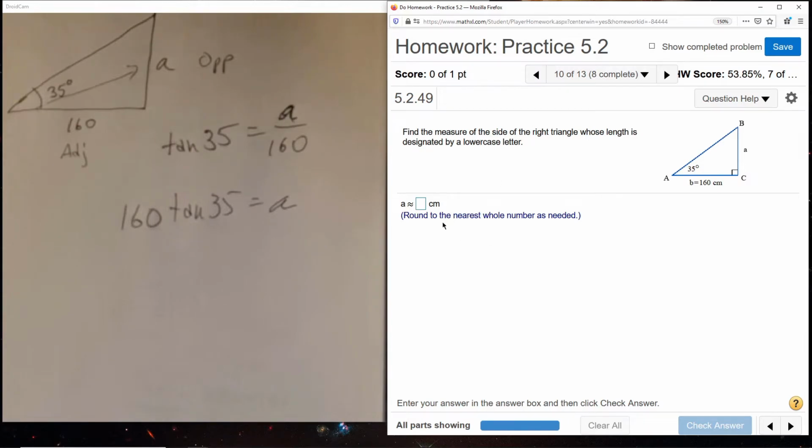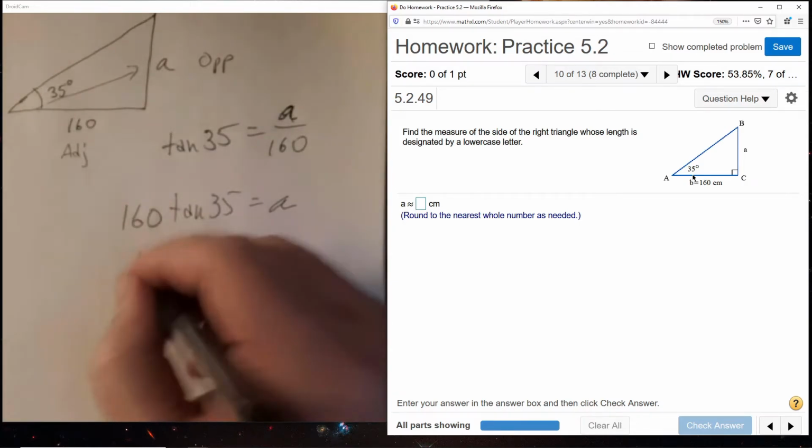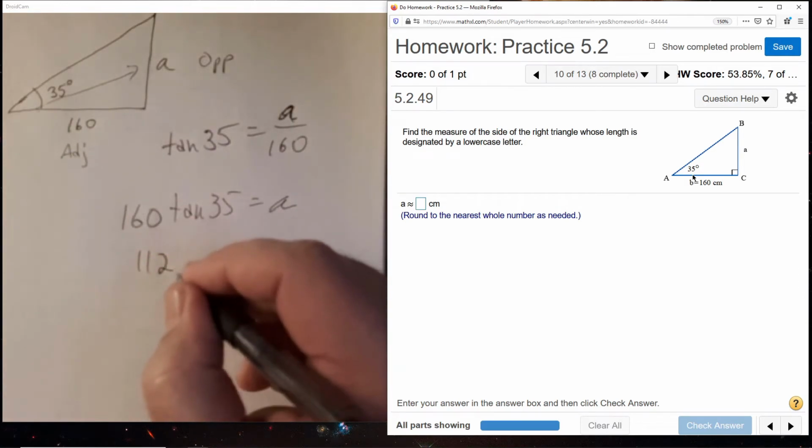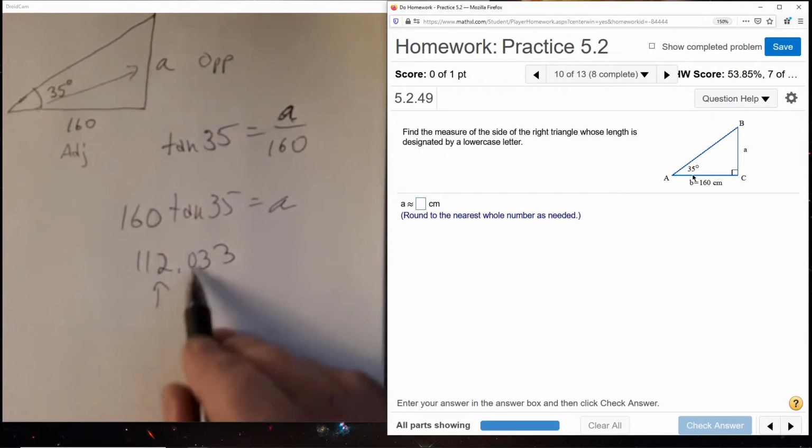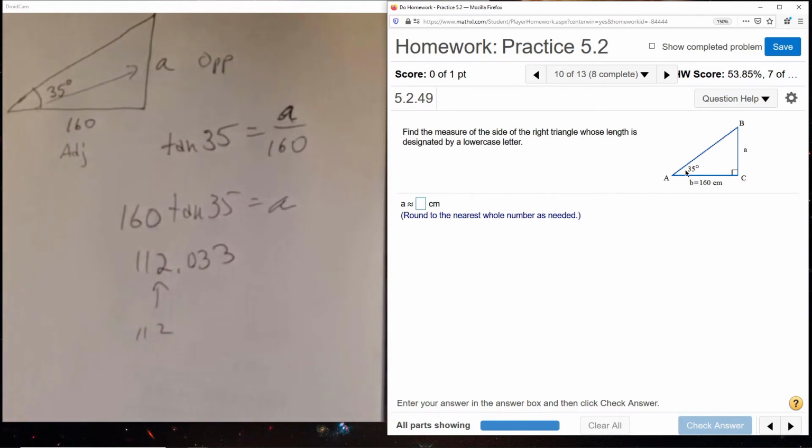And now this one wants us to round to the nearest whole number. So we most likely won't run into the same problem as we did last time because we won't have to round to 4 decimal places. So let's check this out. And we're in degrees, so let me make sure I'm back in degrees. I am. So we got 160 tangent 35 degrees. And for A, round to the nearest whole number. The 0 is not going to change the 2. And so we got 112.